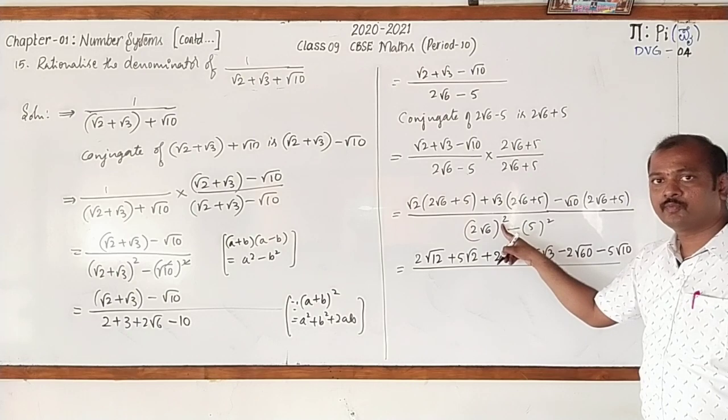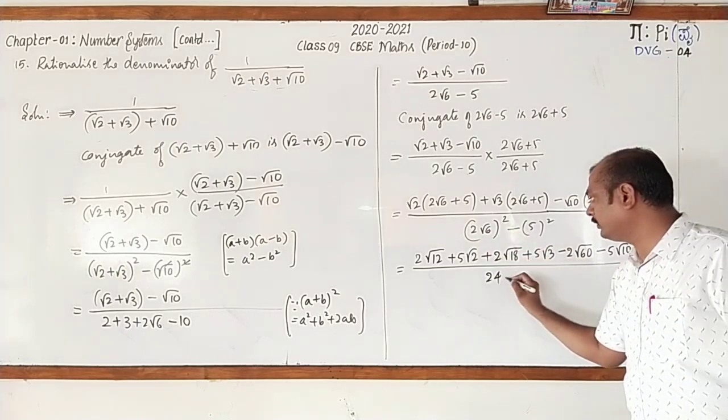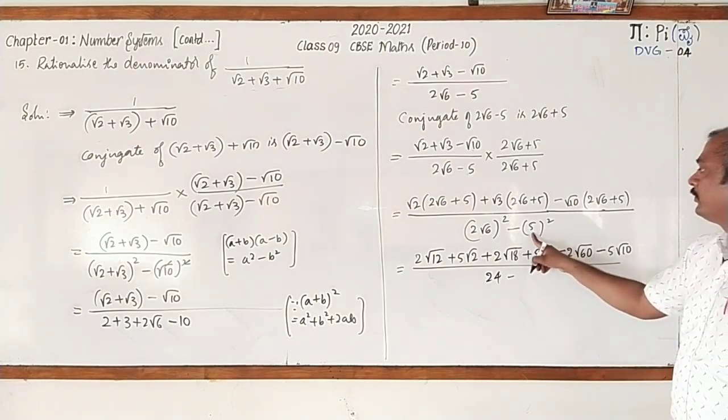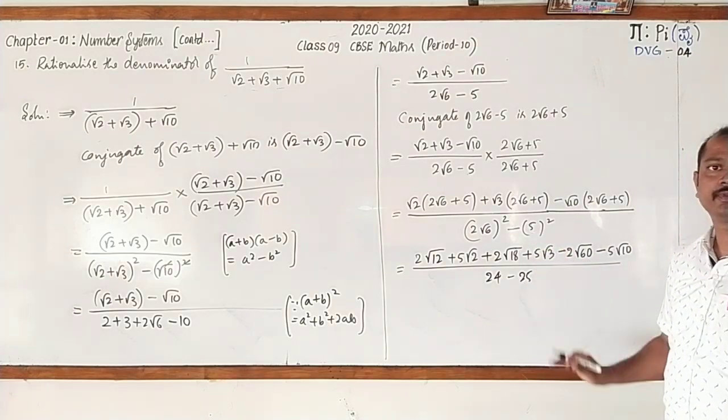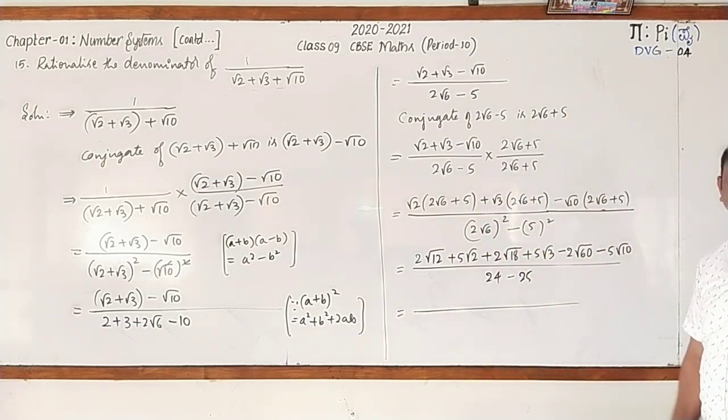What is 2 square? 4. Root 6 whole square? 6. 4 6s are 24, minus 5 whole square, 25. Got it? And now it is equal to, now let us go for simplifying this.